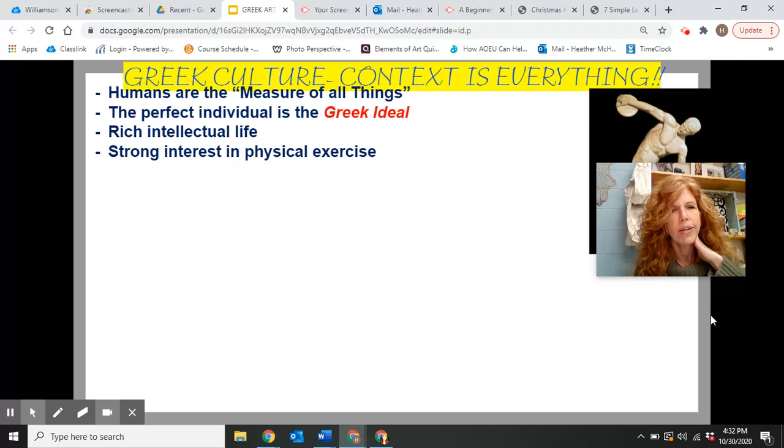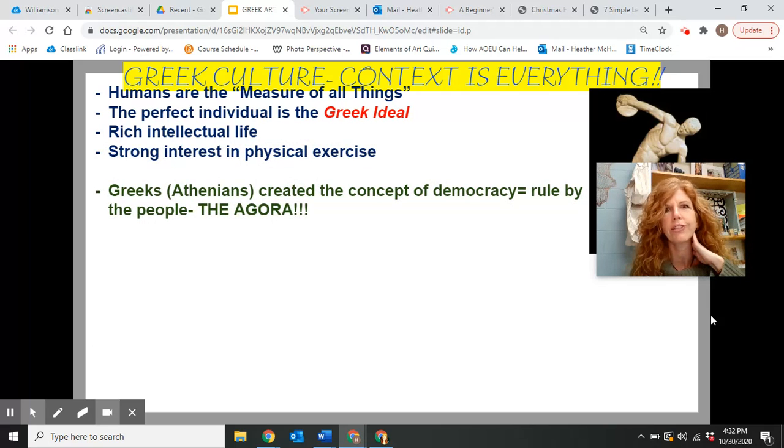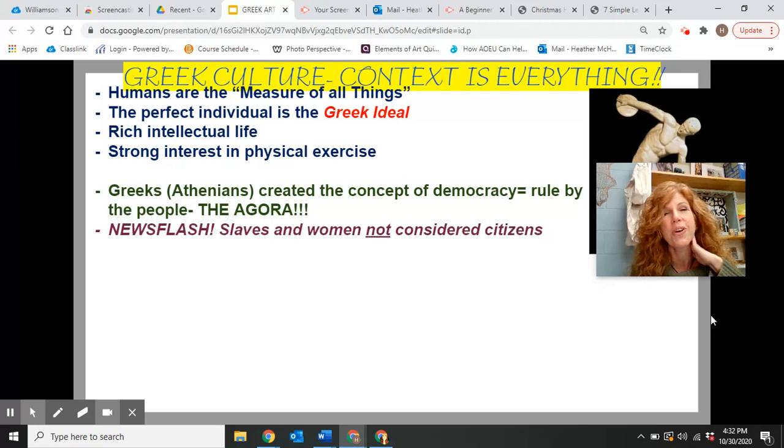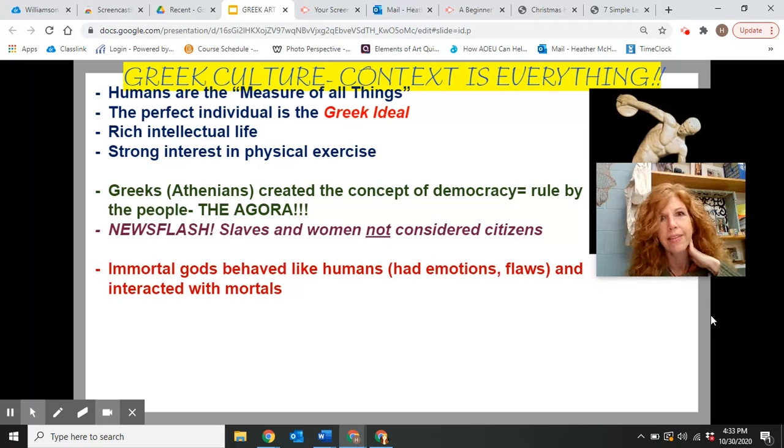They have a great intellectual life and a strong interest in physical exercise. Obviously, the first Olympics ever happened in Greece, which is really cool. The Athenians, of course, we know, are creating this idea of democracy, which is monumentally important to the United States and Western civilization, because we really take the prompts of what happened in Greece, right there at the Agora, these ideas of democracy, and we use the framework of that to establish the democracy in our own country. By the way, you had to be male and you had to be a landowner to be able to vote or to have a say in anything in Greek culture.